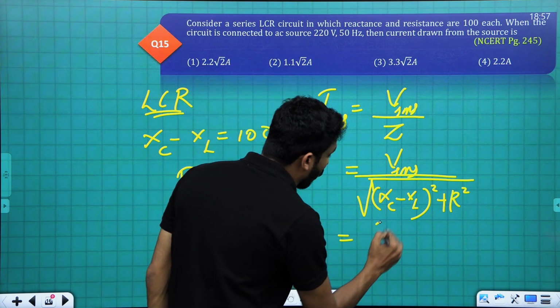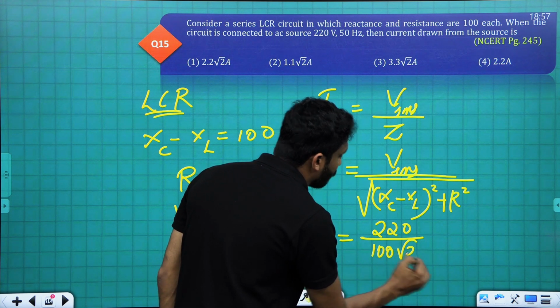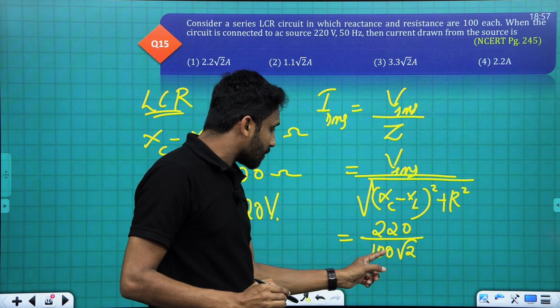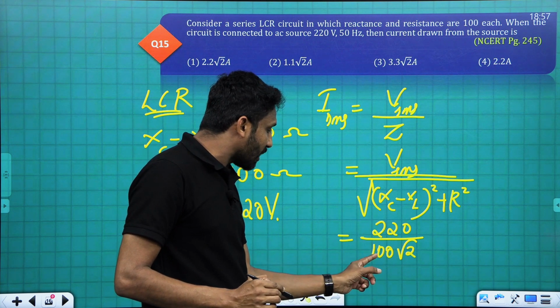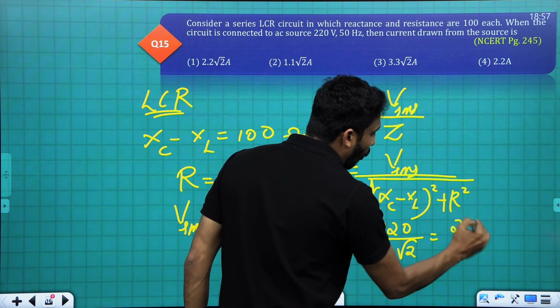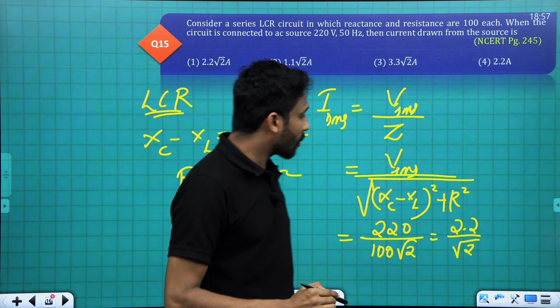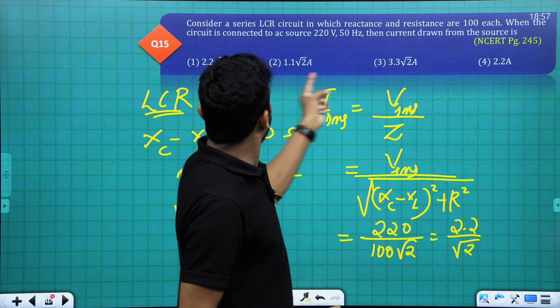And the VRMS value is 220, divided by 100 into root 2. Good. Cut the zeros. 22 by 10 is 2.2. 2.2 divided by root 2. Okay. 2.2 divided by root 2.